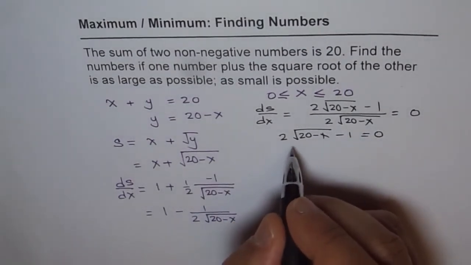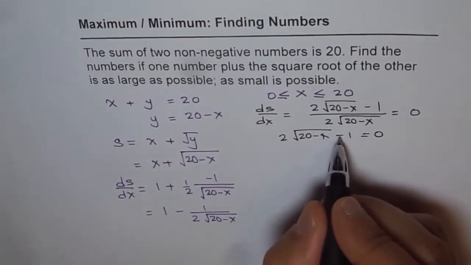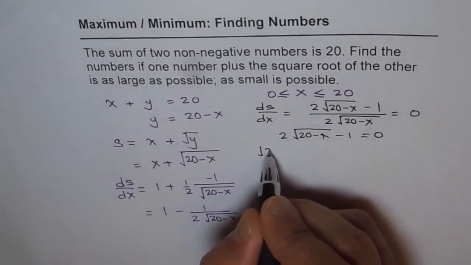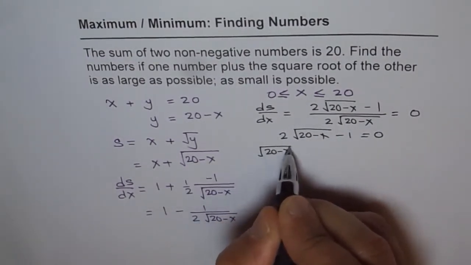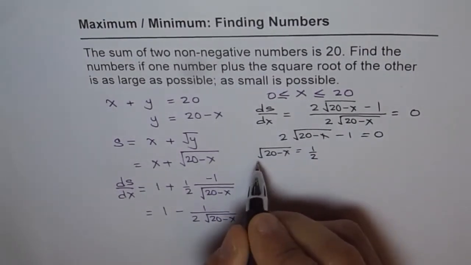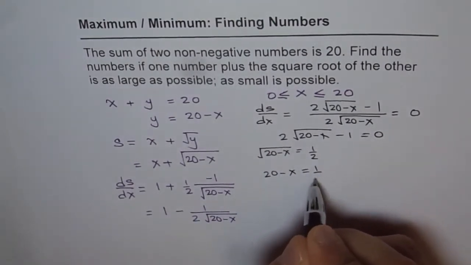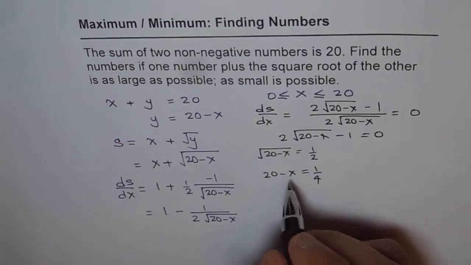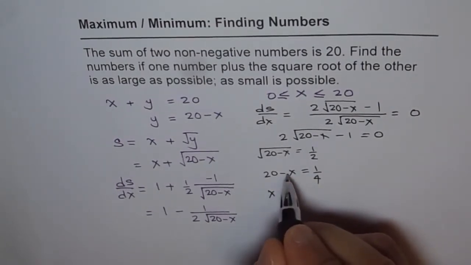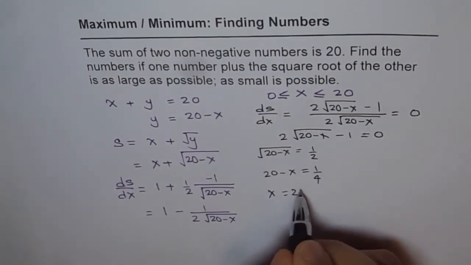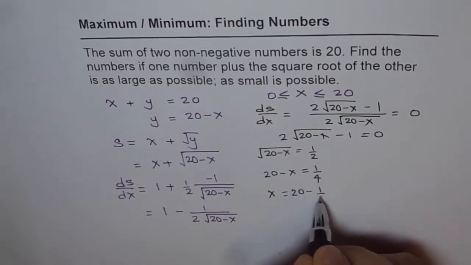And that gives us a value. We'll solve it. We'll take 1 this side. So we get square root of 20 minus x is equal to half, and we can square both sides, which is 20 minus x equals 1 over 4 when we square, and then x is equal to, taking x here, 20 minus 1 over 4.